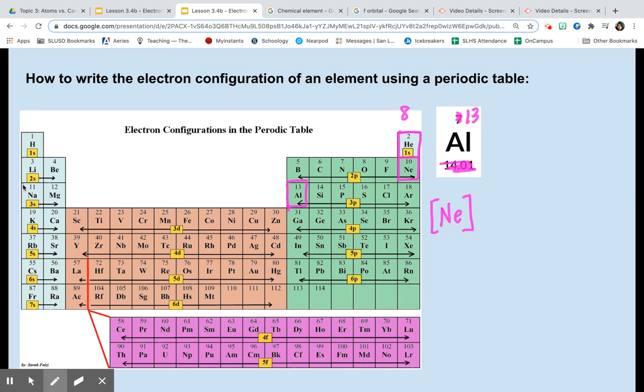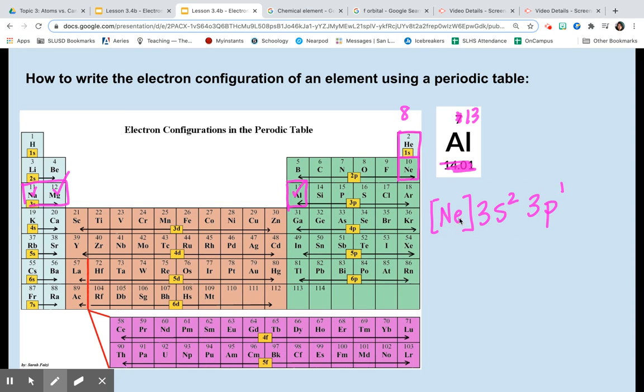I am in the third ring, S. It's moving in an S shape. 1, 2 electrons. So 3s2. And then when I get to aluminum, I'm in the third ring still. So 3p. How many electrons do I have? Well, I have one element box, so 1 electron. So I can also write it like this.